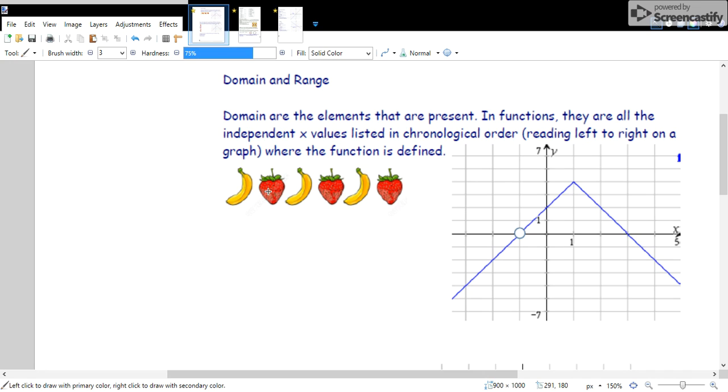So we have bananas and strawberries. This would be a discrete example, and our domain would be the set bananas and then strawberries. Notice you don't have to actually write in strawberries, strawberries, strawberries, and so on. You only have to say each thing once.